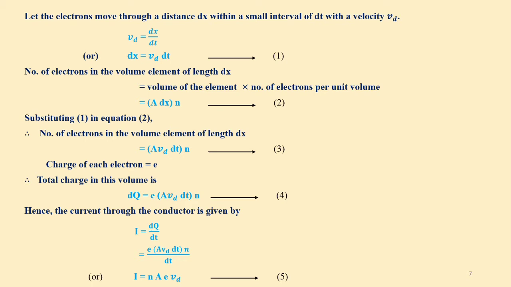Hence, the current through the conductor is given by I equal to dq by dt. That is equal to small e into A Vd into dt into n divided by dt. Now, cancelling the factor dt on both sides, we get I equal to n A e into Vd. This is equation 5.